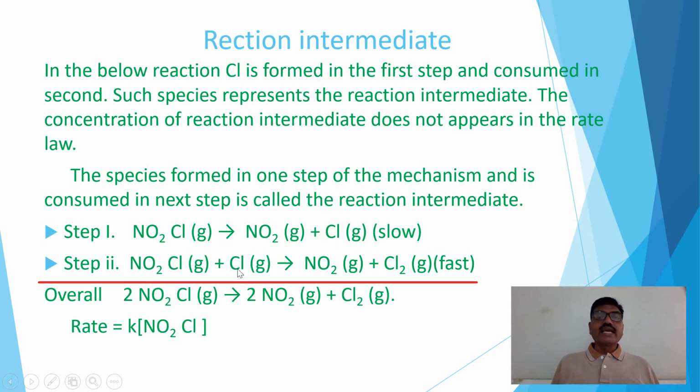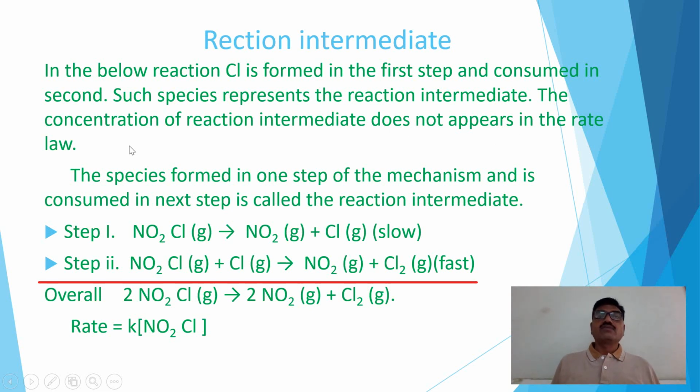So this is called the reaction intermediate. What is meant by reaction intermediate? Try to understand. Such a species represents the reaction intermediate. The concentration of the reaction intermediate does not appear in the rate law, as with the catalyst. We know that the reaction proceeds in the presence of a catalyst, but the catalyst does not take part in the reaction. Similarly, the intermediates do not appear in the rate law expression. Just like the catalyst, these intermediates also do not appear in the rate law.